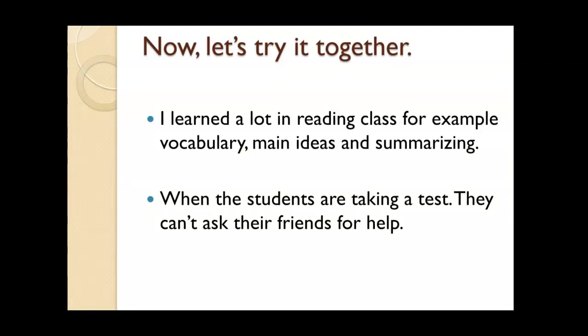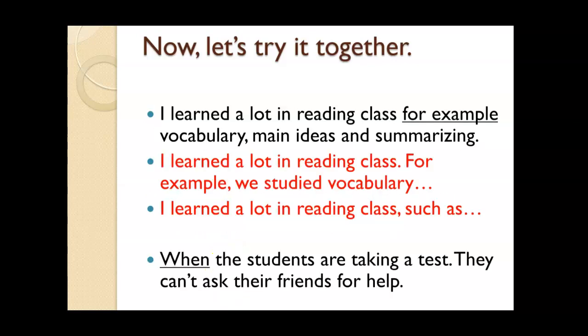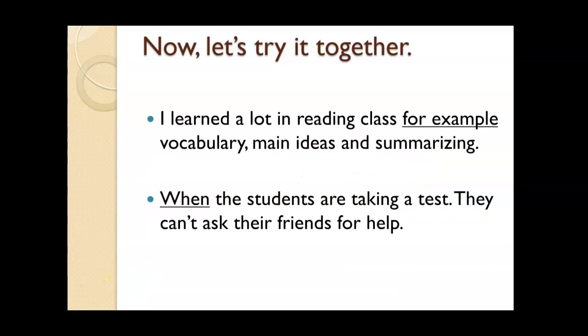Remember, what we need to do is count how many subjects and how many verbs there are and see what connecting words we have. In the first sentence, we have one subject and verb, I learned. We also have one connecting word, for example. In the second sentence, there are two sentences. The first sentence has one subject verb, the students are taking. The second sentence has one subject verb, they can't ask. There's also one connecting word, which is when. So we underline the two connecting words, for example and when.